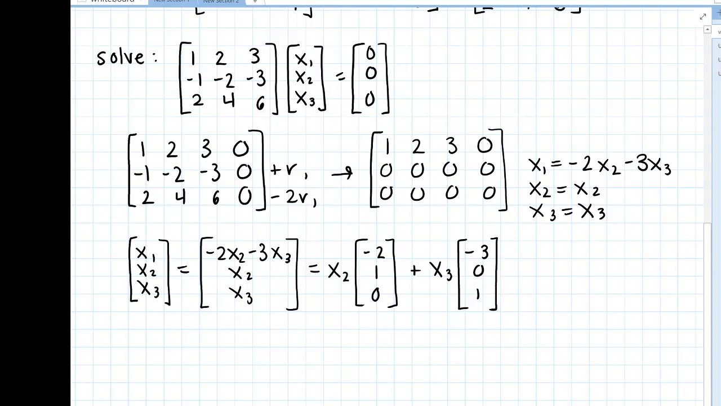Okay, so what is this telling us? First of all, we already confirmed that 3 is in fact an eigenvalue. So this now tells us that any eigenvector corresponding to 3 is going to be a linear combination of the vectors negative 2, 1, 0 and negative 3, 0, 1, right? Because x2 and x3 can be any number. So another way of writing what we have is that it's the span of these 2 vectors.